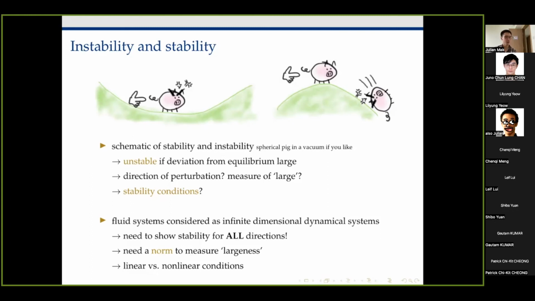And then there are some conditions for linear and non-linear stability. How do you get these kinds of stability results? In a way, instability is easy, right? You just kick it and see if it grows. If you find one direction in which it grows, then it's unstable. Stability is much more difficult because you need to show that everything is stable, regardless of how you kick it.